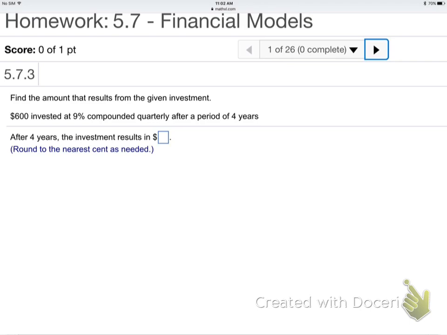All right. Well, this section, we're going to have two main formulas. Here comes the first one. It's a financial section. It's all about investing money and compound interest and all that kind of stuff. So there's the first of the two formulas we're going to use. A equals P(1 plus R over N)^(NT).